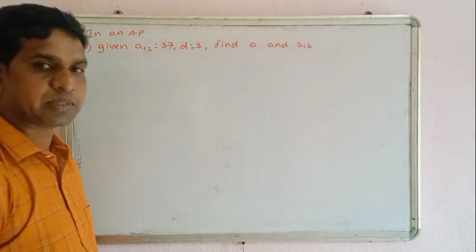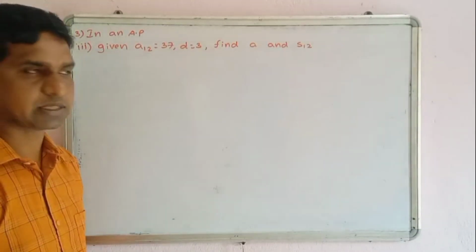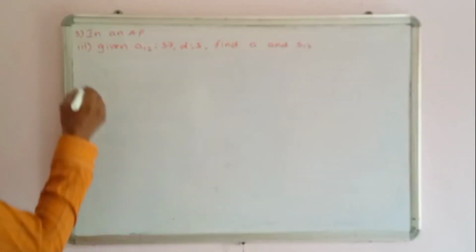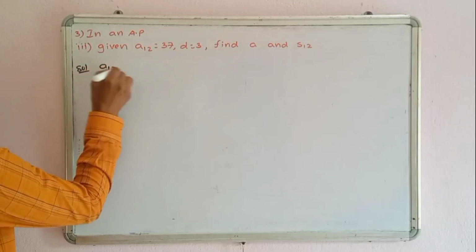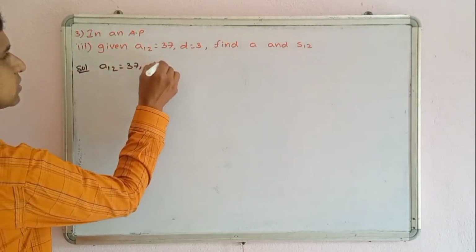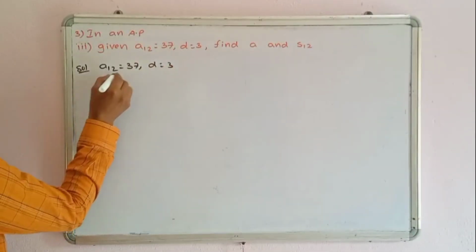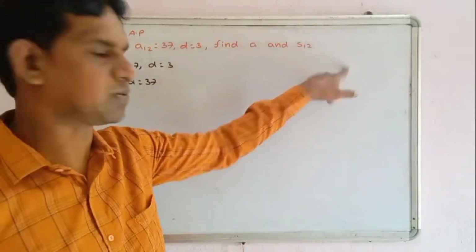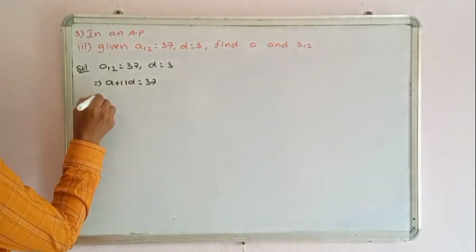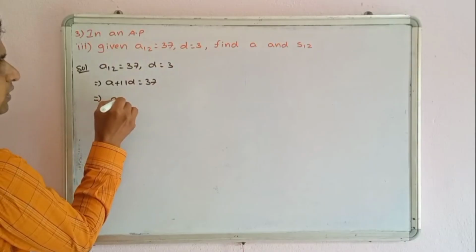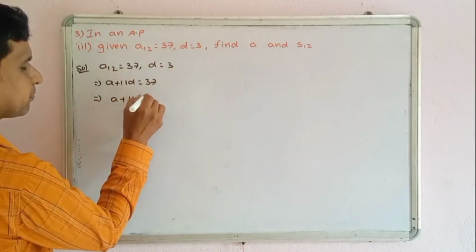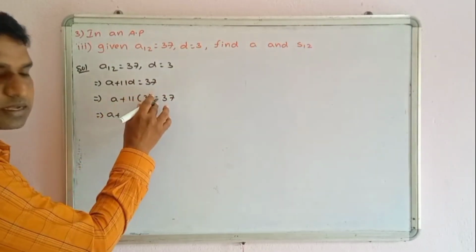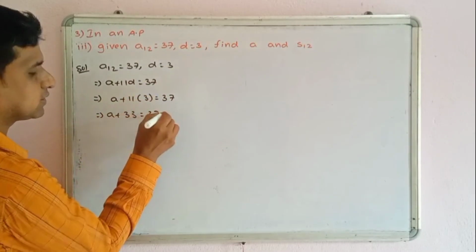Problem 3. Given A12 equals 37, D equals 3. Find A and S12. What is the A12 formula? A12 equals A plus 11D equals 37. Now we will find the value of A and S12. A value I don't know. So A plus 11 times D value 3 equals 37. So A plus 11 times 3, which is 33, equals 37.